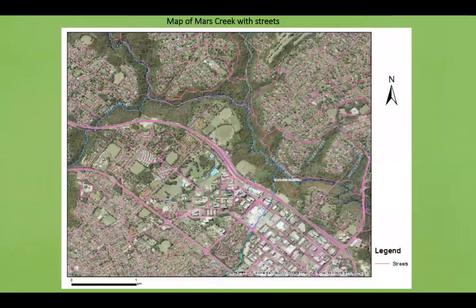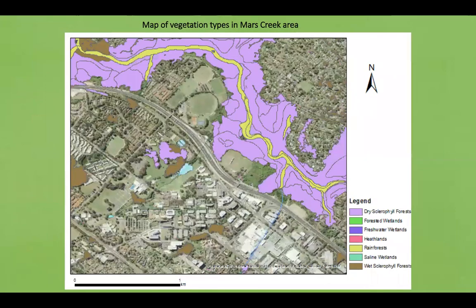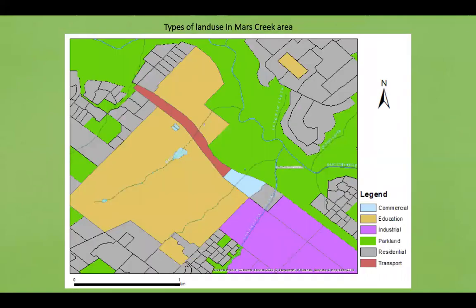This map shows the streets near the Moss Creek area. This number of streets already brings pollution to Moss Creek and its biocultural values. And this map shows the vegetation type in the Moss Creek area. It is obvious that the dry sclerophyll forest and the rainforest cover the most area in the Moss Creek region. The land use in the Moss Creek area is mostly dominated by residential and education.